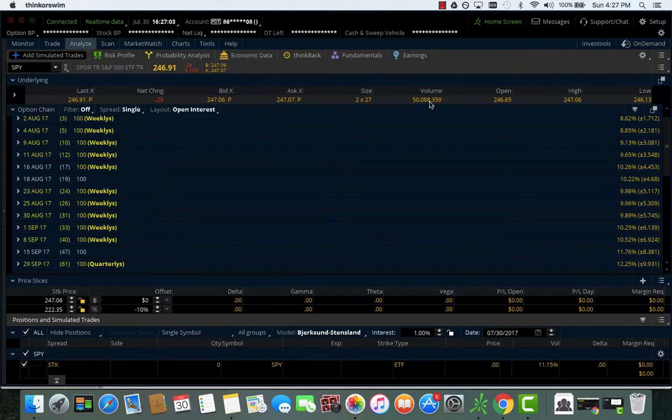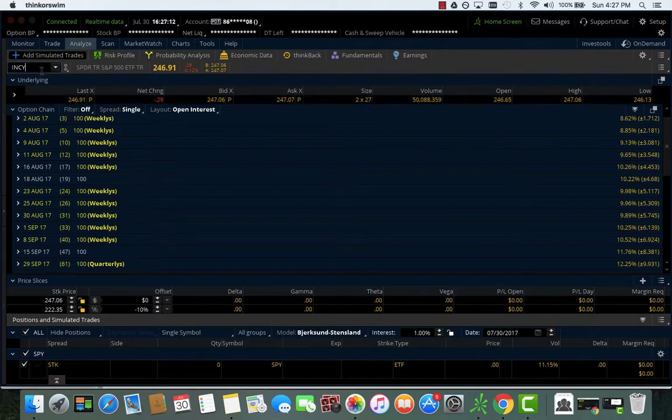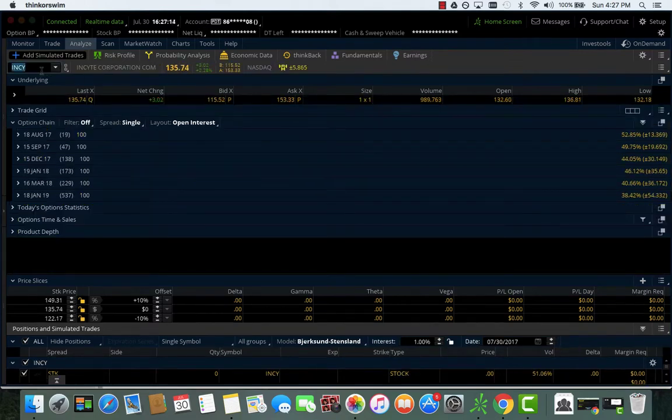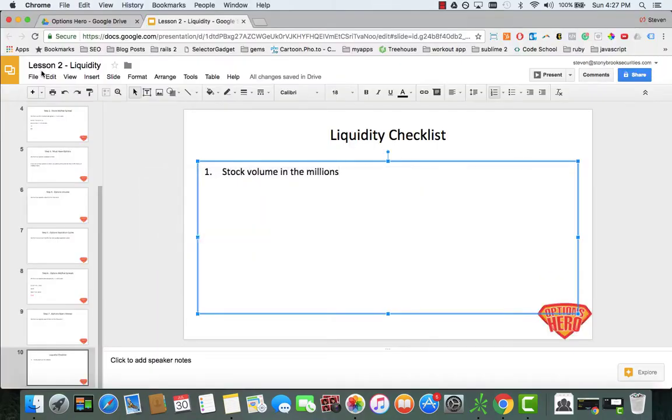Remember, step number 1 is we only want to see stock volume in the millions. This is 50 million. People really, really care about this. On the other hand, INSEE has less than a million, only 989,000. While it's close to a million, we want millions. So no one is trading this. No one really cares. So that's step number 1, stock volume in the millions.